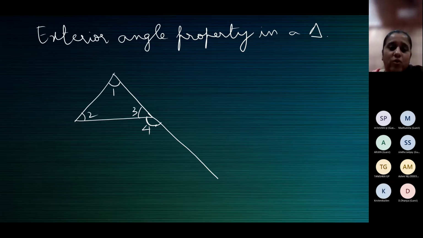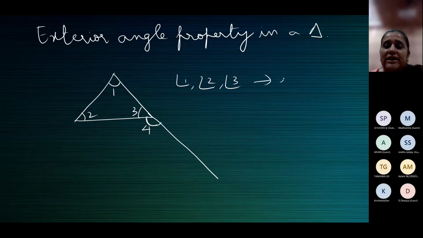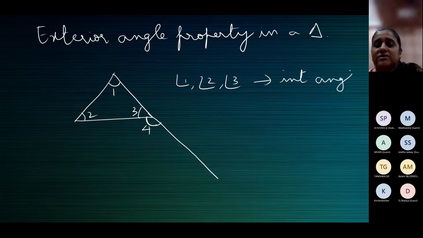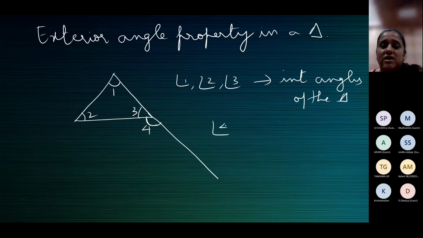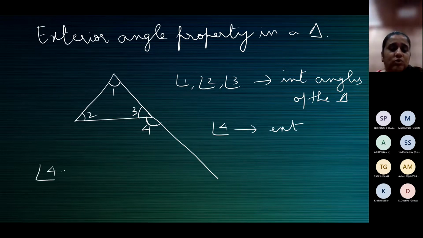Now this exterior angle 4 is equal to the sum of the two interior opposite angles. Angle 1, angle 2 and angle 3 are the three interior angles of the triangle. We are not dealing with lines and transversal here. Angle 4 is the exterior angle.